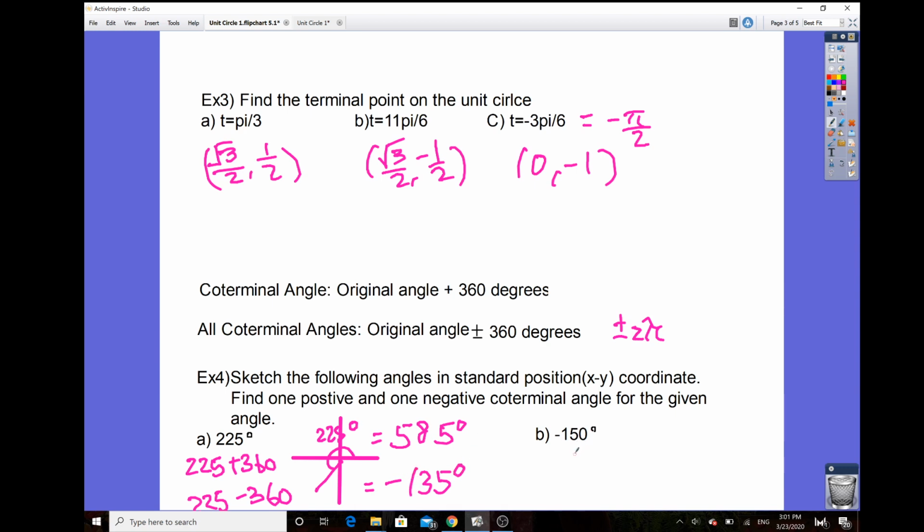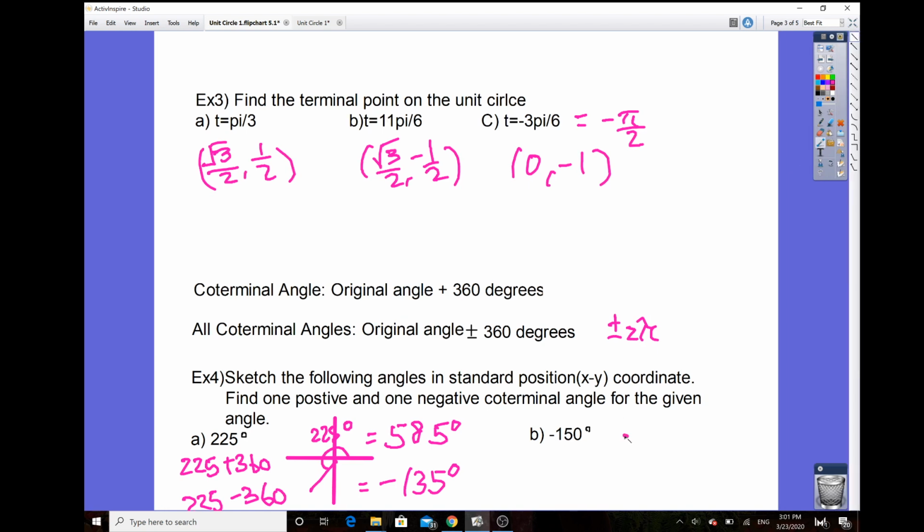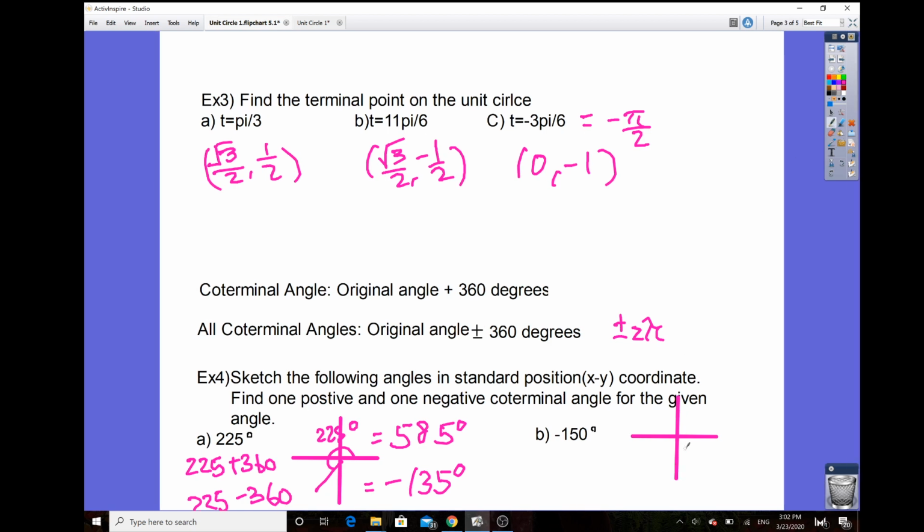For the next one, you want to do the same thing. You might want to try this one here by yourself. Eventually you'll end up with negative 150. Now, got to be careful with this. This one is a negative angle, so that means you're going clockwise. Again, I need the x-axis and the y-axis. So negative 150 ends up in quadrant 3, right here.